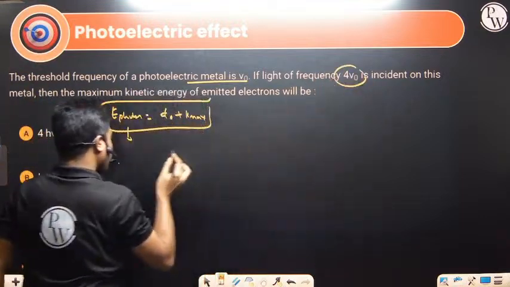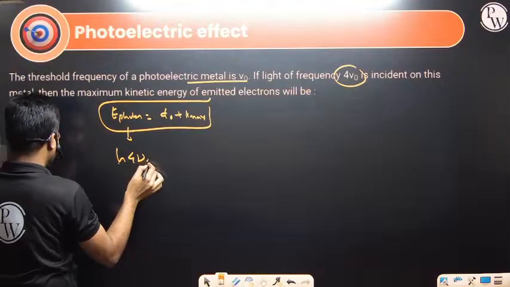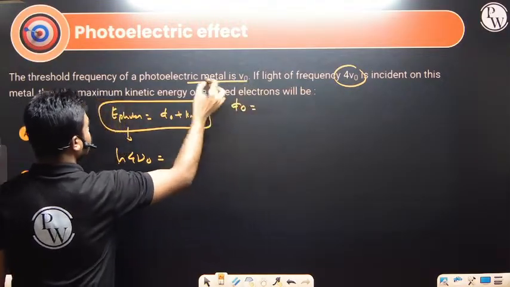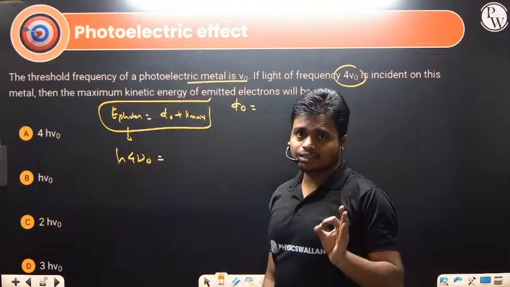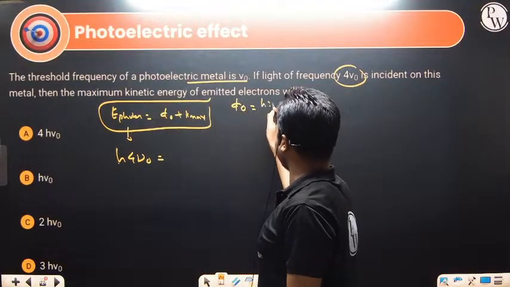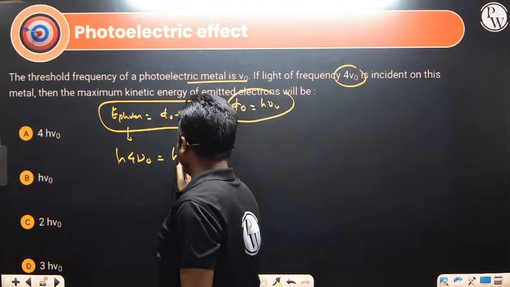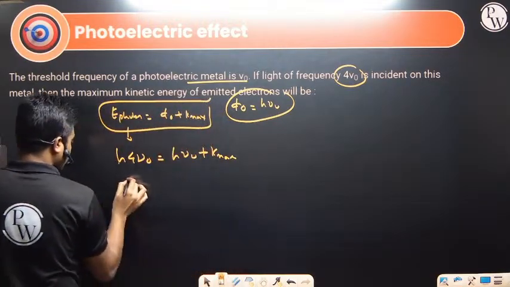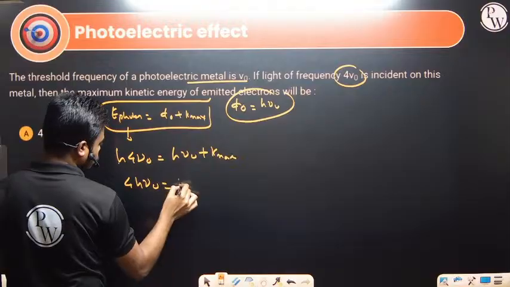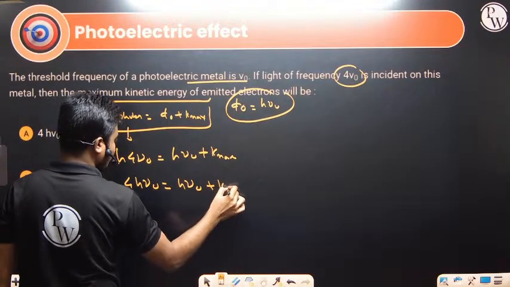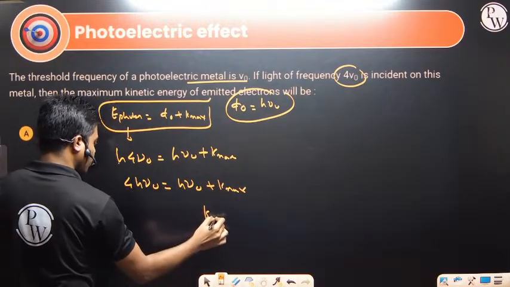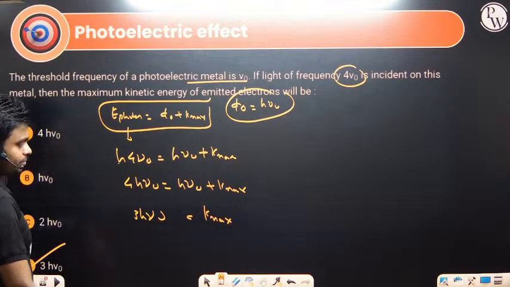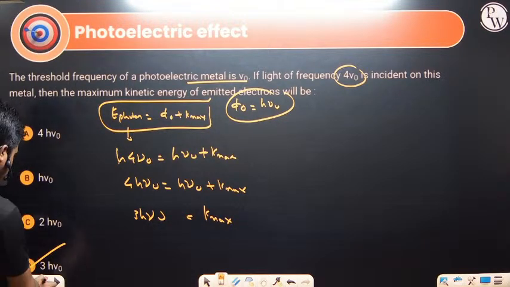h into 4 nu naught is incident, equal to the work function plus K max. How can you calculate the work function? We have the relation between the work function and threshold frequency, that is h nu naught. So it is h nu naught plus K max. From here I write 4h nu naught is equal to h nu naught plus K max. And what is K max? The K max value is 3h nu naught. The answer is option D. Clear?